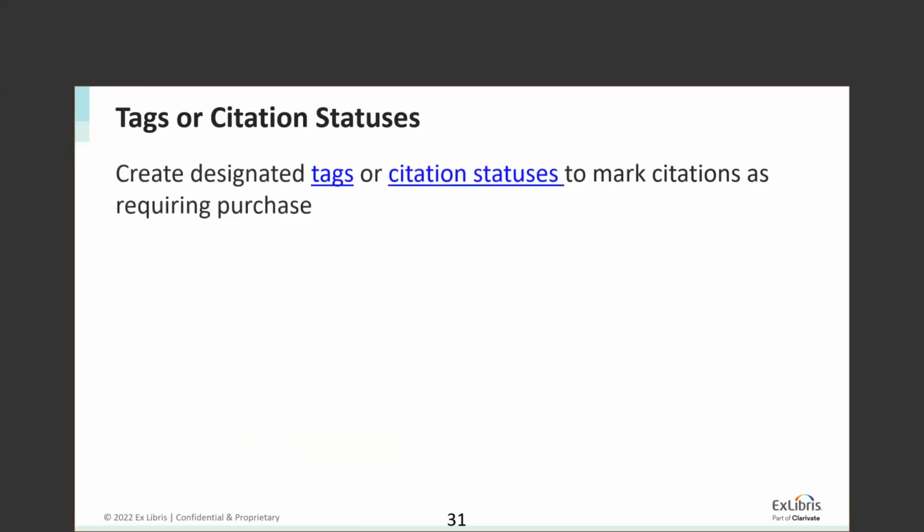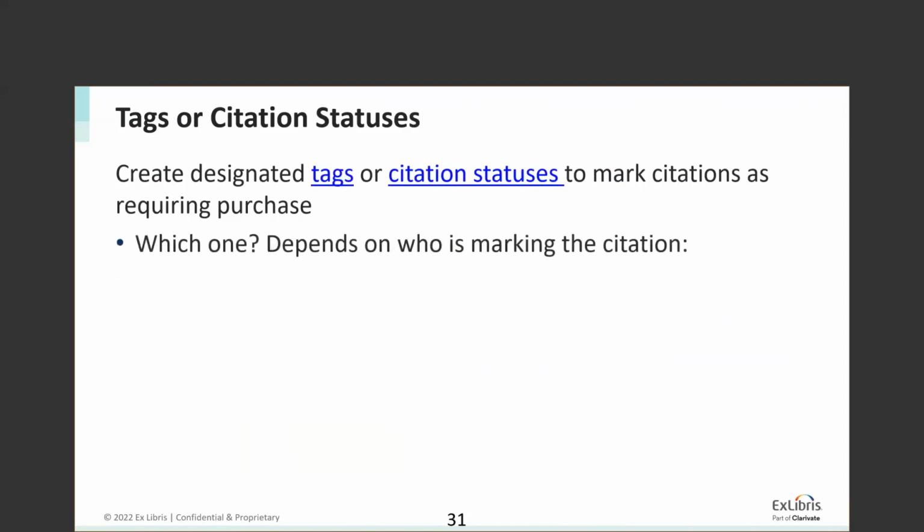So a couple of other options if you don't end up doing purchase requests, you'll need some way for instructors or somebody to notify the acquisitions team that a resource is on a reading list and might be a good candidate for purchase. For this, you have two different options that I'm going to talk about: you can use tags or custom citation statuses as a way to mark citations that require purchase. These are two different ways to indicate on the citation that something is desired.